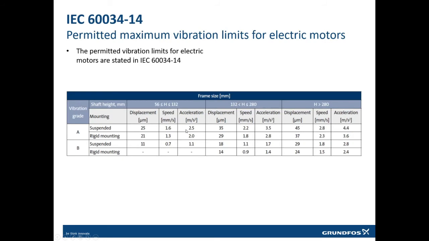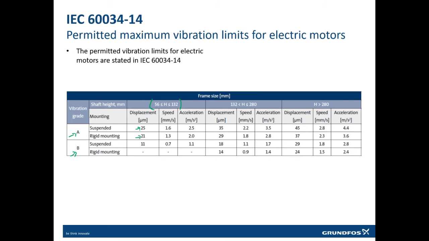Vibrations. How much vibration is allowed? This is also defined in IEC 60034-14, which defines two grades, vibration grade A and vibration grade B. A means that from frame size 56 to 132, vibration suspended. If the motor is suspended, that means not rigidly mounted. This is all the values which are allowed.